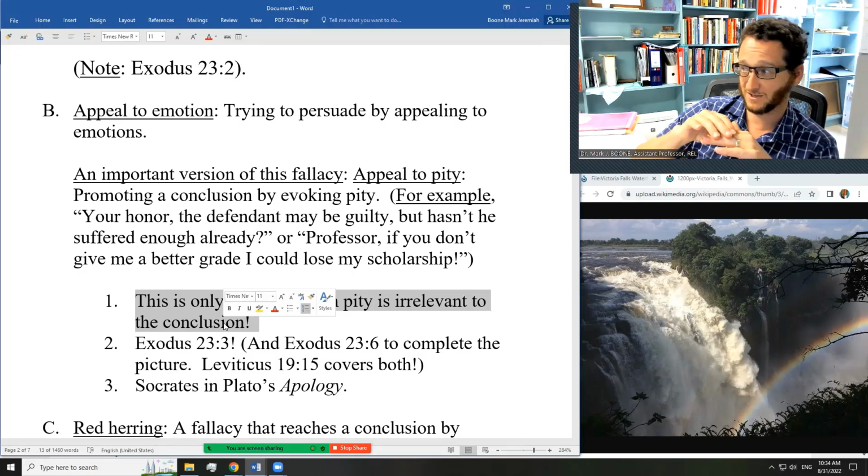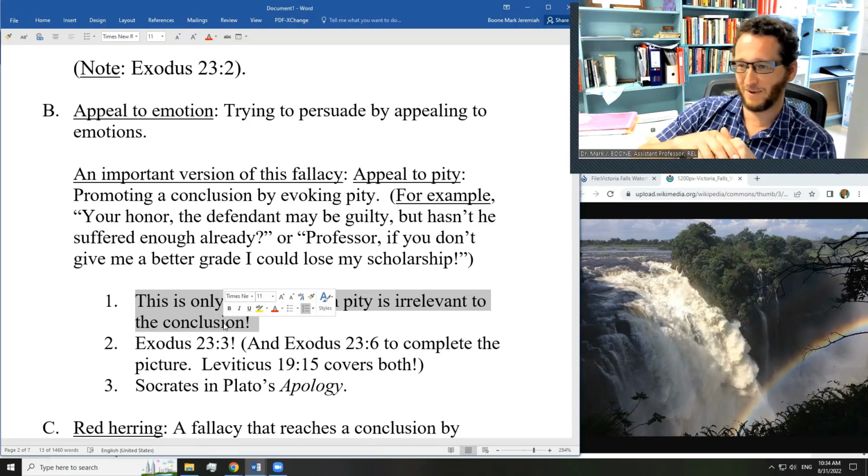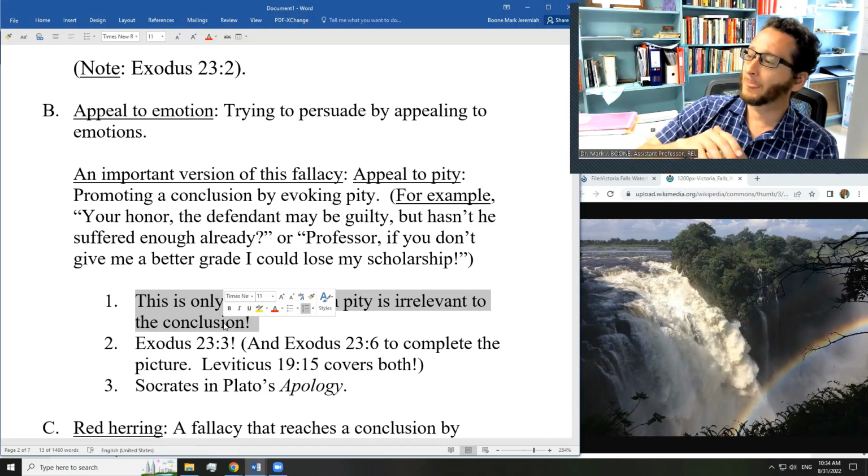Don't say I'm innocent just because I have kids. People come to court and say that. I'm not going to do that because that's a bad argument. I don't believe in bad arguments. I'm freaking Socrates, says Socrates. But an appeal to pity might actually be relevant to the conclusion.